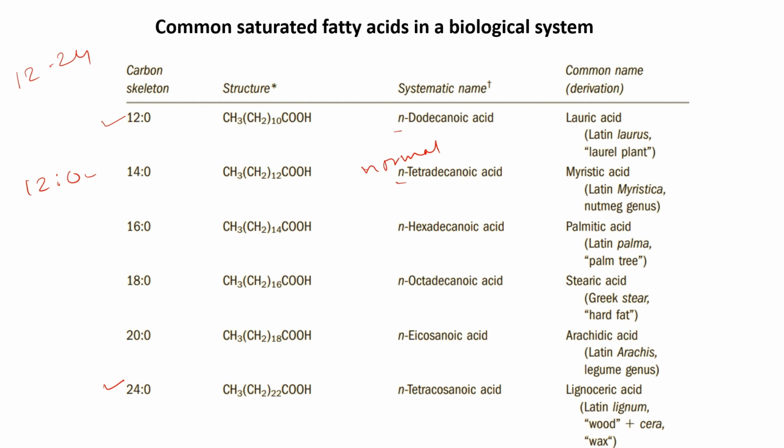So from here only you can see lauric acid, which is a 12 carbon skeleton long fatty acid. Myristic acid is a 14, palmitic acid 16, stearic acid 18, arachidic acid 20, and lignoceric acid is a 24 carbon skeleton long fatty acid.